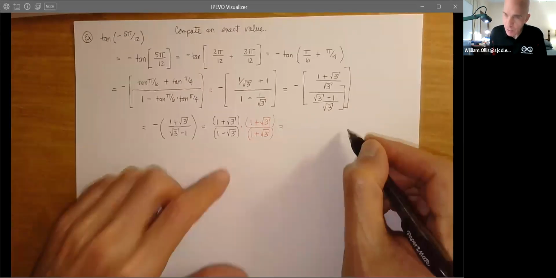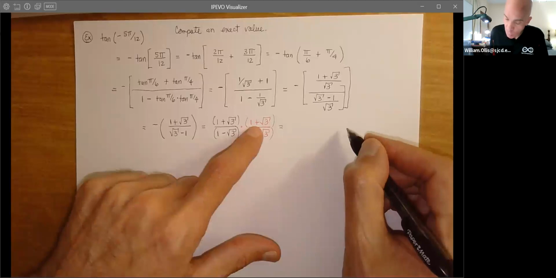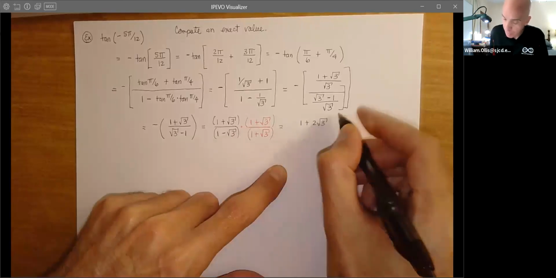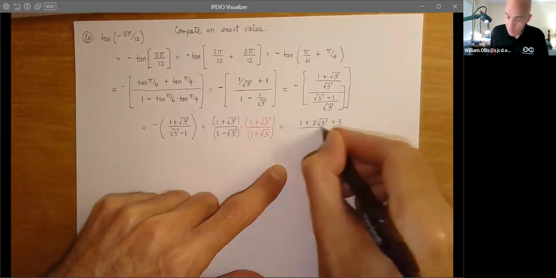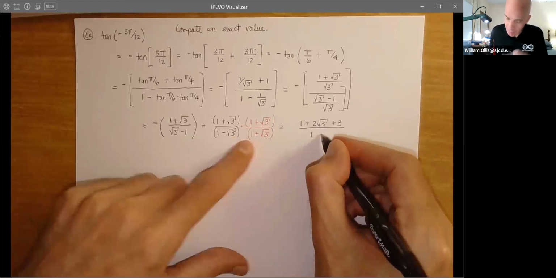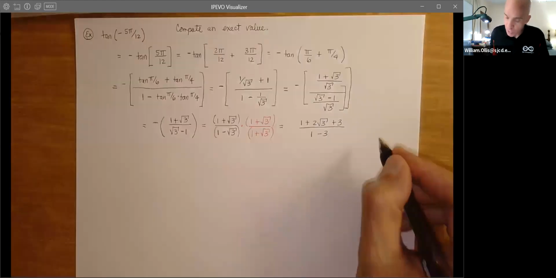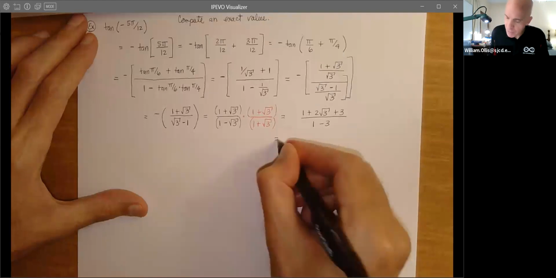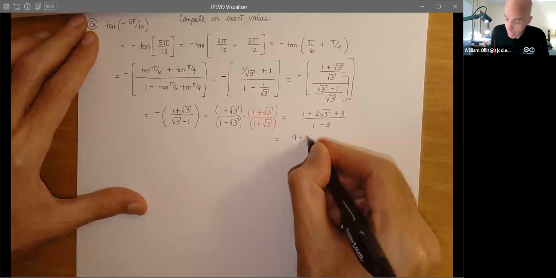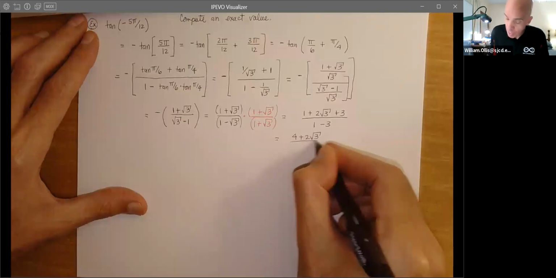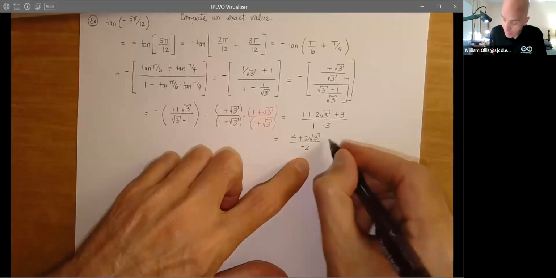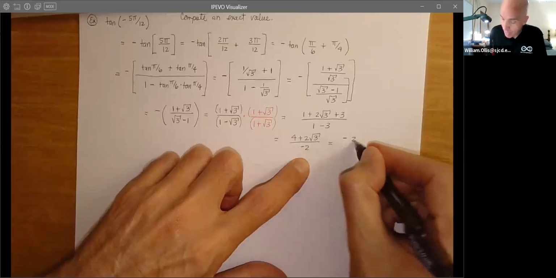So now this is just a binomial. So that's 1 plus 2 root 3 plus 3. And this is just a difference of 2 squares. So this is just going to be 1 minus 3. Again, the square of the square root of 3 is 3. Well, how simple is this? So we've got 4 plus 2 root 3. It's certainly not any better, but maybe it looks easier with a minus 2. So now we can just divide by -2 and get -2 minus root 3.